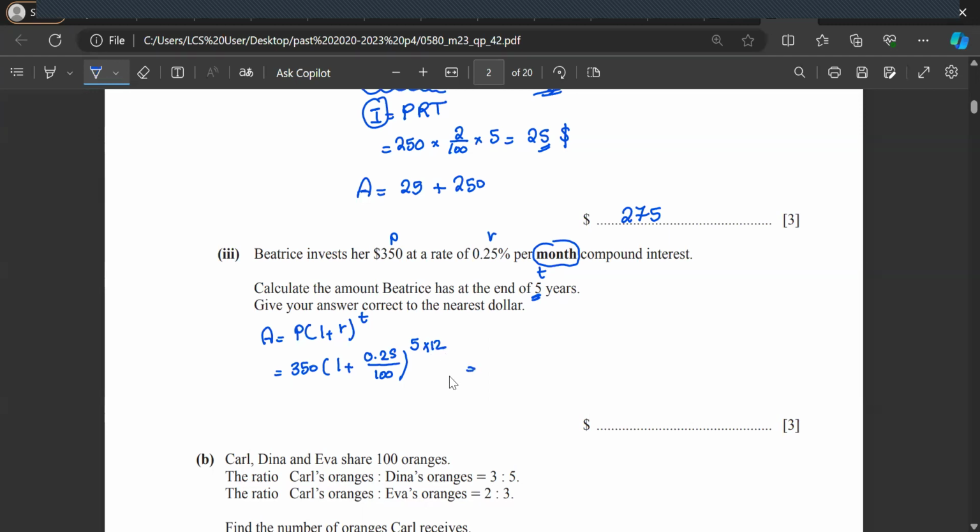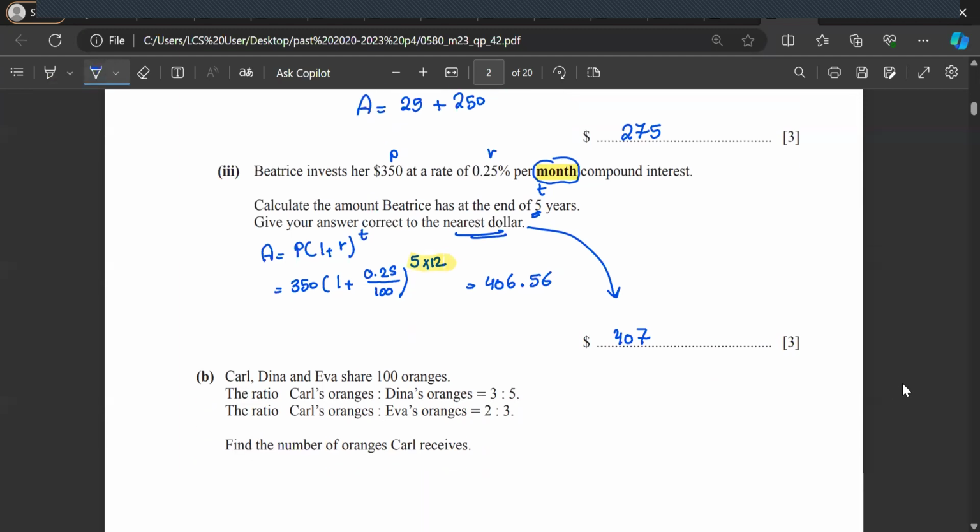So if we get the answer like this, it will be 406.56. But he needed it to the nearest dollar, so it will be 407. You got it? This is a very important idea. Why did I multiply it here by 12? Because he said per month.